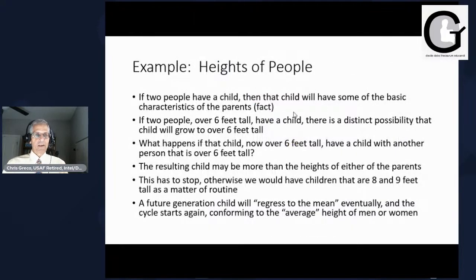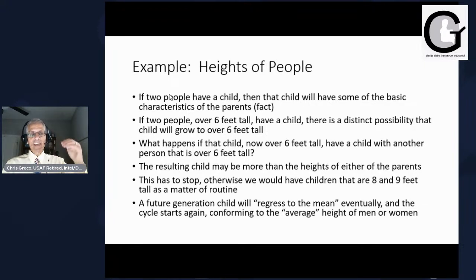Heights of people. If two people have a child, then that child will have some of the basic characteristics of the parents. That's a fact. If two people over 6 feet tall have a child, then there's a distinct possibility, actually a high probability, that the child will grow over 6 feet tall, right? So what happens if a child, let's say 6'6", marries somebody else who's 6'6"? All of a sudden, you're going to have a child that is going to be above 6'6".